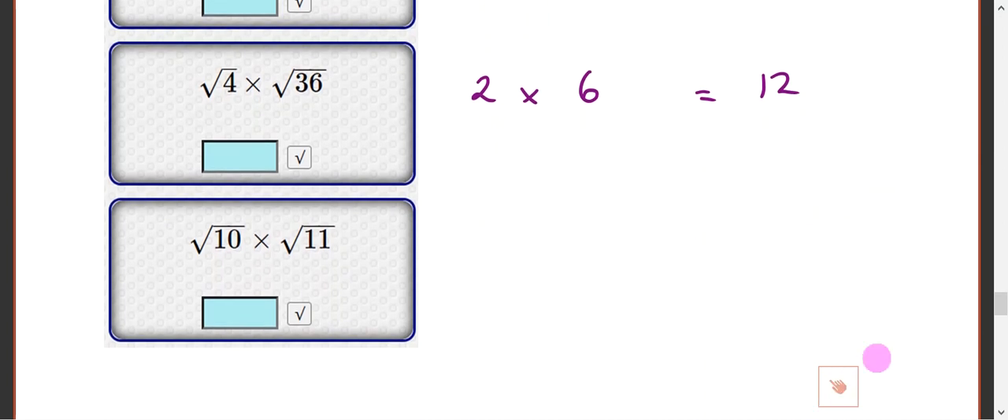Third one, square root of 10 times the square root of 11. And simplify. Well, we can. So it becomes the square root of. Square root of 10 is not 5. 10 is not a square number, so. Square root of 10 times what? Which is square root of 110, no?